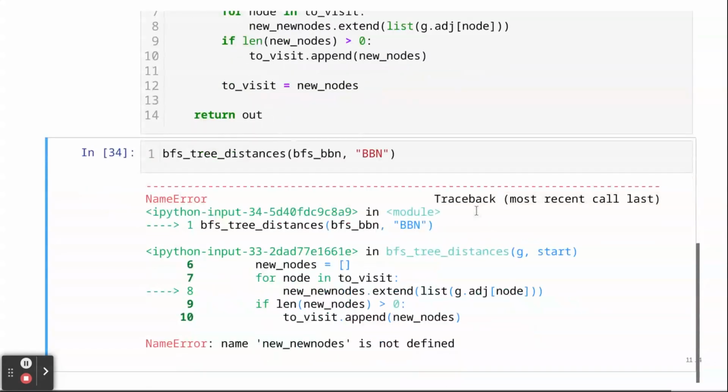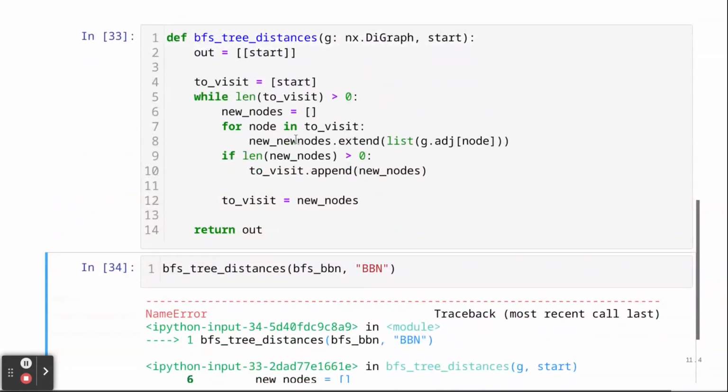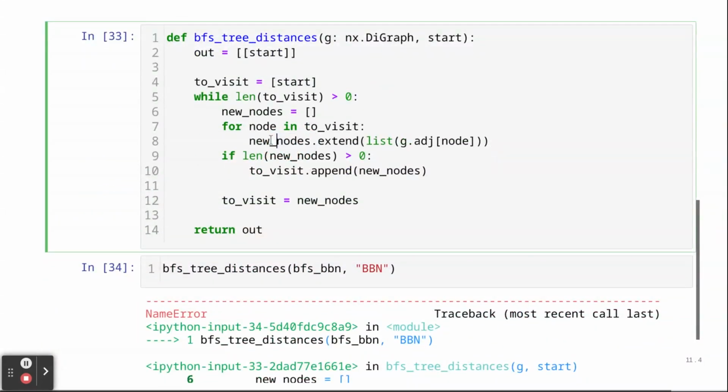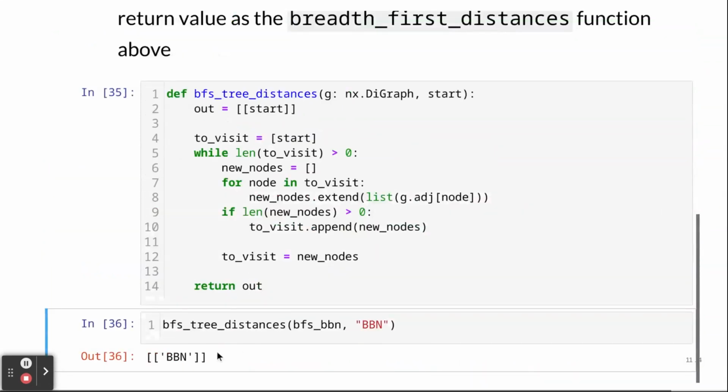Oh no. Oops, there's a typo here in new nodes. That's not good. Okay, so not quite. We missed out on something here. I'm going to pause this for just a minute while I think through what happened, and then we'll return and figure this out.